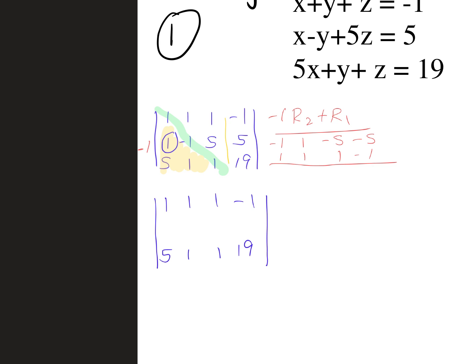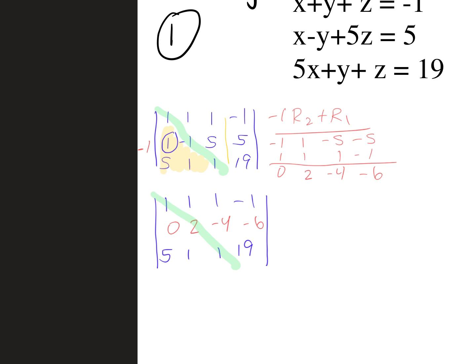Okay, so when I combine these, -1 and 1 is 0. 1 and 1 is 2. -5 and 1 is -4. And -5 and -1 is what? -6. So this is my row right here: 0, 2, -4, -6. Now I'm trying to get 1s on what? Positive 1s on the diagonal and 0s underneath.